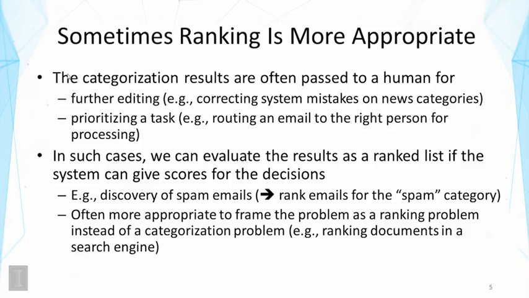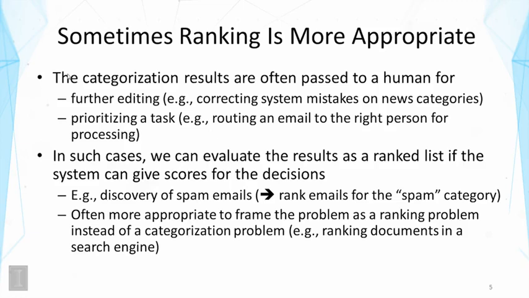For example, the discovery of spam emails can be evaluated based on ranking emails for the spam category. This is useful if you want people to verify whether something is really spam. The person would then take the ranked list and check one by one to verify whether it is indeed spam. So to reflect the utility for humans in such a task, it's better to evaluate the ranking accuracy, and this is basically similar to search again.